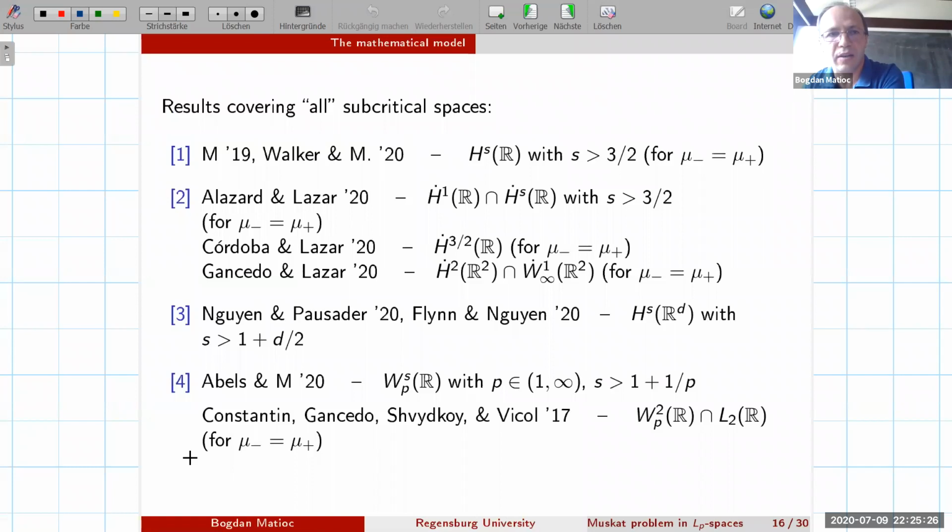And on this slide, we have some more recent results, which are in some sense covering all subcritical spaces. The first result in this setting was by me from 2019, but in the simpler setting when the two fluids have equal viscosities. That was a well-posedness result in L2-based Sobolev spaces H^s with s larger than 3/2. So 3/2 is the critical exponent.